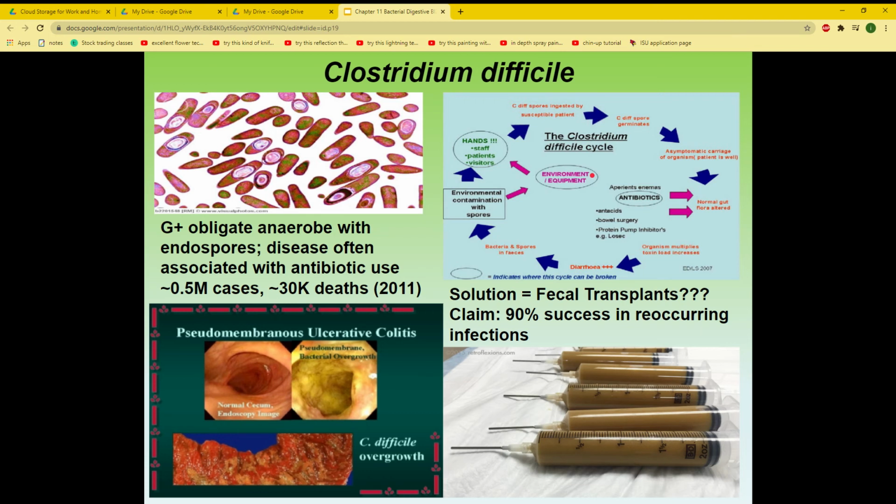One of the solutions is something that we see here in the lower right corner. It looks like it could be a sausage, but no, these are syringes that are filled with fecal material, and we have something that is known as a fecal transplant, which essentially is recolonizing the bacteria load in the gut. And it is a fairly successful process that is generally done with pretty severe cases of recurring infections. Okay, so that's where we are with the GI tract.